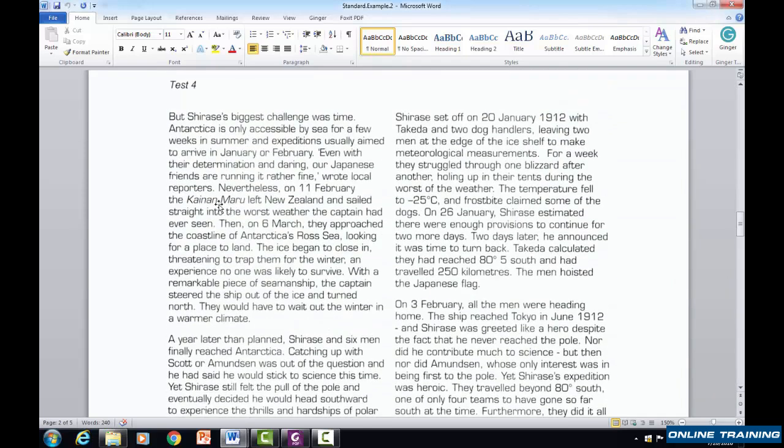Yeah, see, Kainan Maru. So, it probably would have been better to start with number 10 first because, Kainan Maru, there's no synonym for that. So that's going to be really easy to find. All right, so here we go. Kainan Maru.